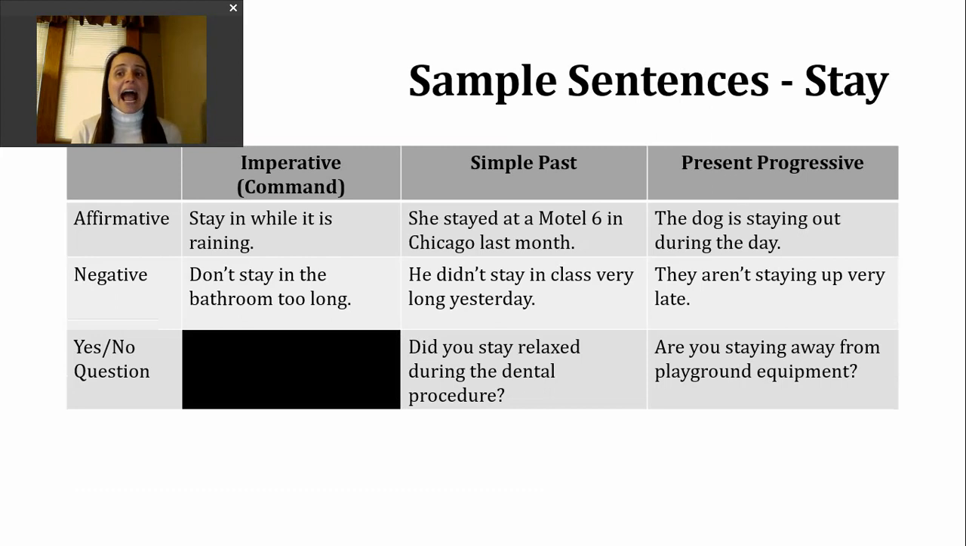Let's continue looking at stay, but now in some different verb tenses. Today I'm going to start with imperatives, or you might hear these called commands. These sentences tend to be a little unique because they do not begin with a subject. The subject is implied, and the subject generally is you in the singular or you in the plural.